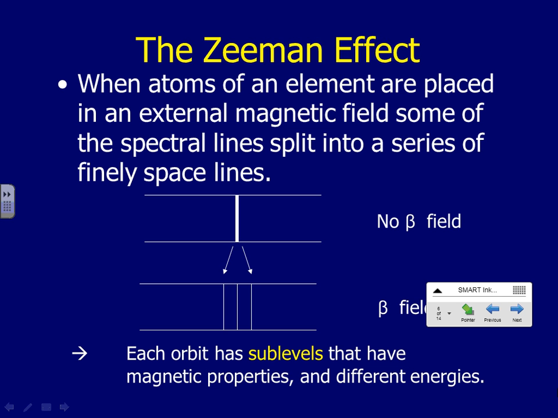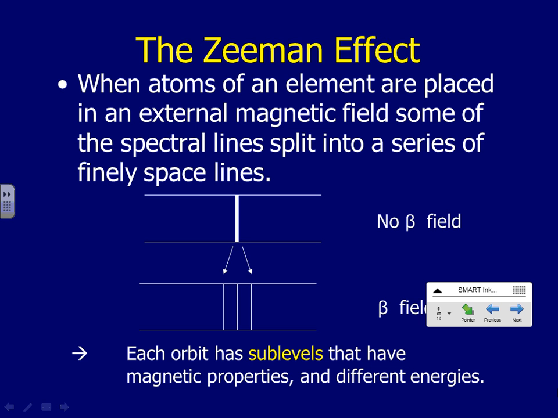Some split into 5. Some split into 7. It was very distinct. There was either no splitting, or a split into 3, or a split into 5, or a split into 7. What that concluded was that our orbits are not made up of just single levels, but there are sublevels in there, with different orientations.